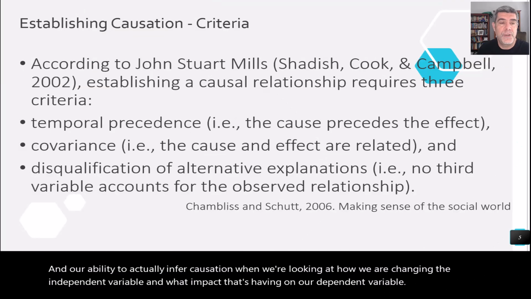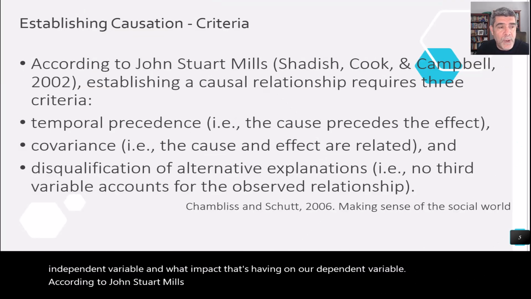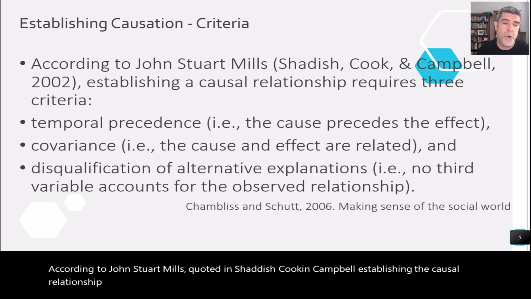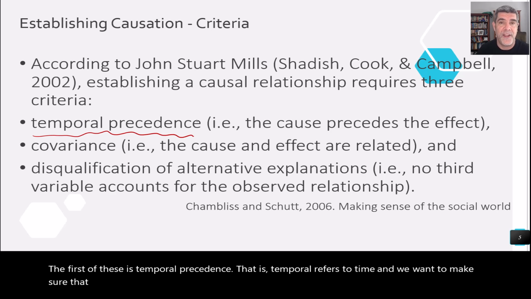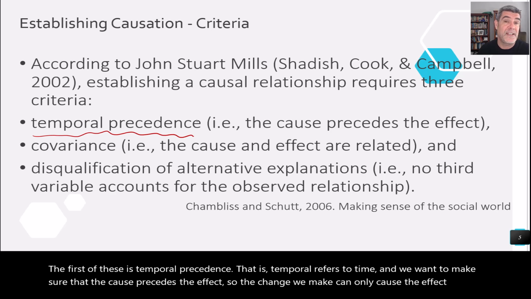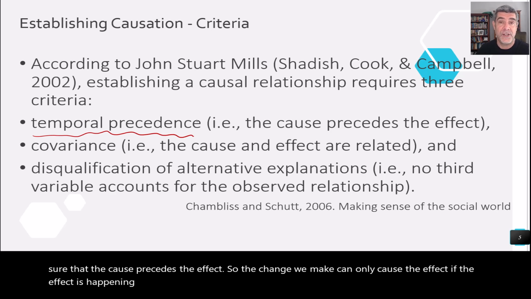According to John Stuart Mill, quoted in Shadish, Cook and Campbell, establishing a causal relationship requires three important criteria. The first of these is temporal precedence. Temporal refers to time, and we want to make sure that the cause precedes the effect. So the change we make can only cause the effect if the effect is happening after the change that we've made, that relationship between cause and effect.